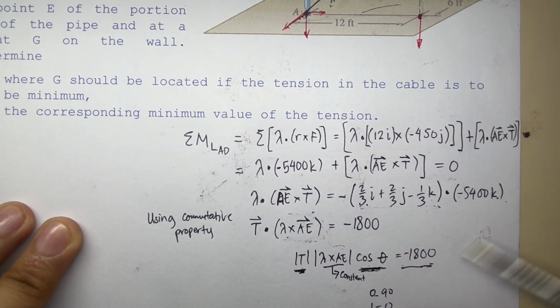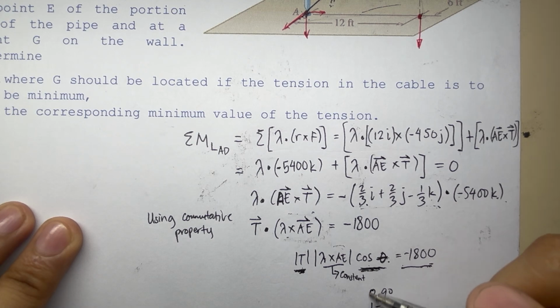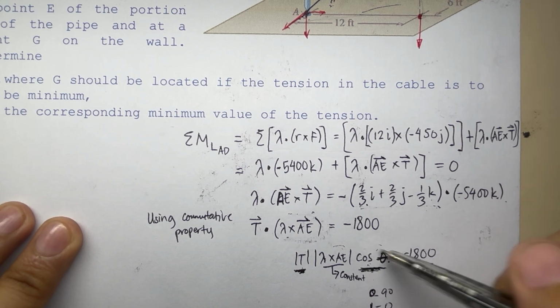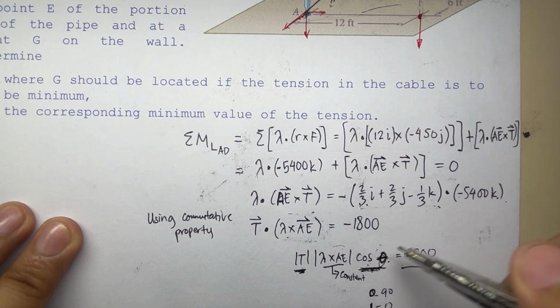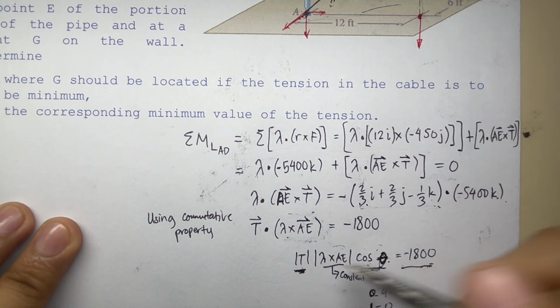Therefore, the maximum value of cosine theta is 1, and that happens when theta is 0. Now, what is this theta? This theta is just the angle in between these two vectors.